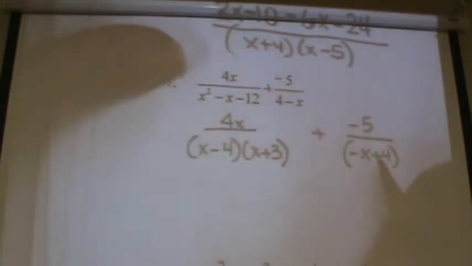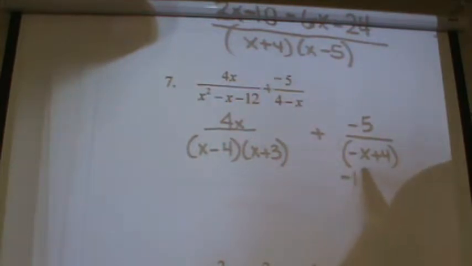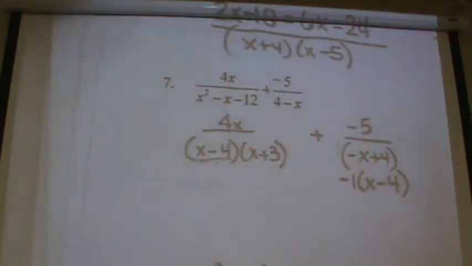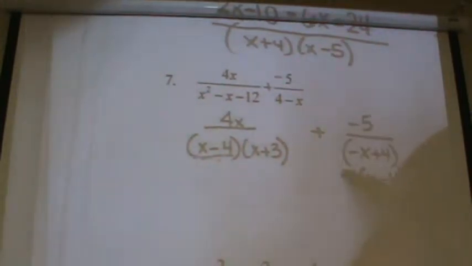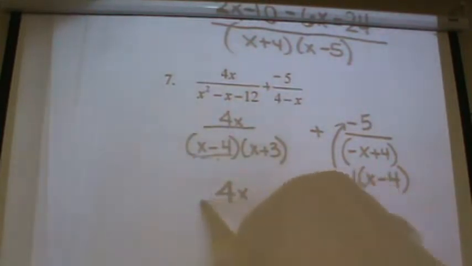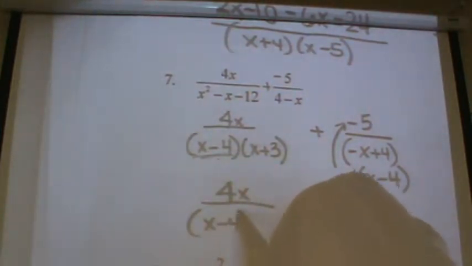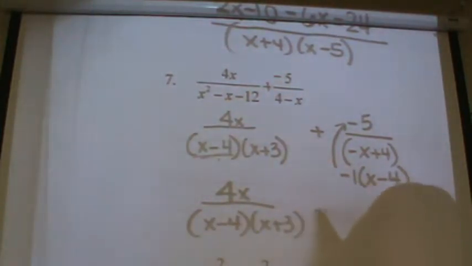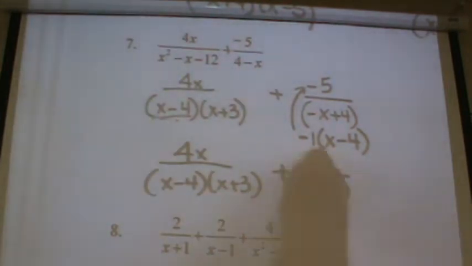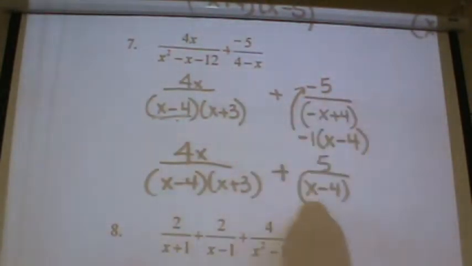Now, I'm smart, I say, okay, I'm gonna take out a -1, and I'm gonna make it look like that. Now I already have one of these here. Can I do that? Yeah. What should I do with this -1? Bring it to the top. So really, this problem is 4x over plus 5 over x minus 4. Right? Is everyone with me? I brought this up here and made this -5 a +5.